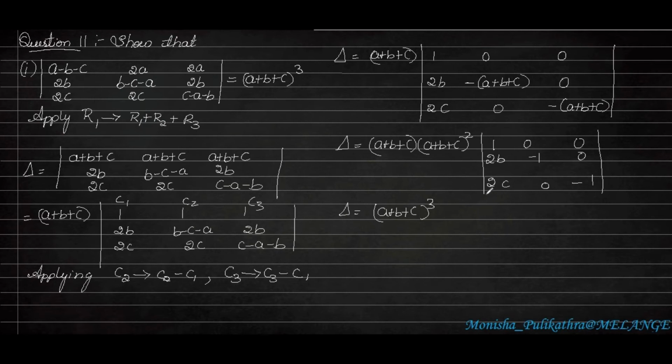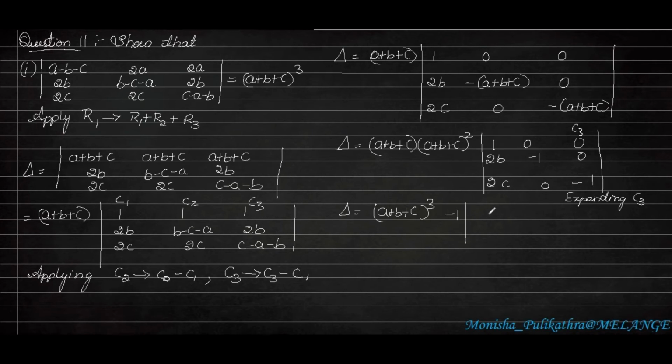So next, we can take any row or column. Since I have taken this one, I will take the third column, since the maximum number of zeros are in the third column. Only column 3 I will be expanding. Here 0 into anything is 0, 0 into anything is 0. So I will take only this row, that is the minus 1 entry. So minus 1 I will be taking.